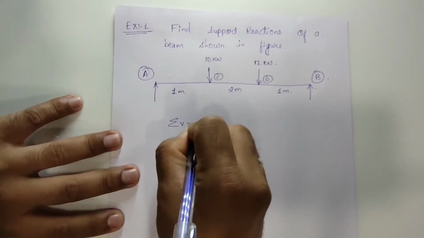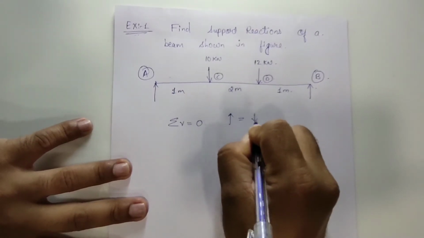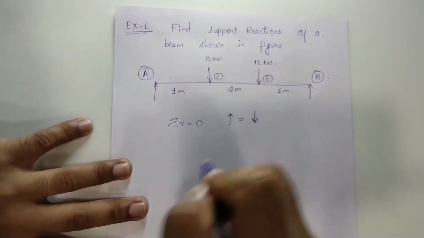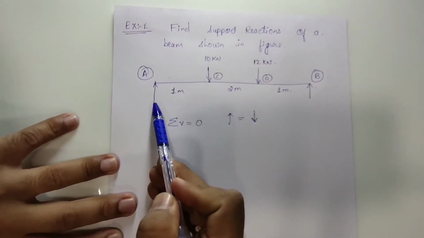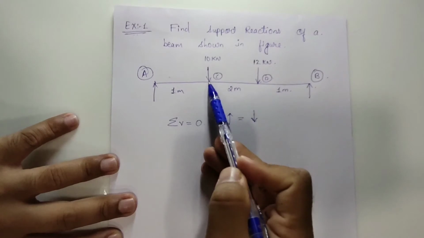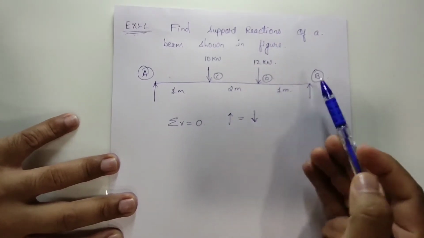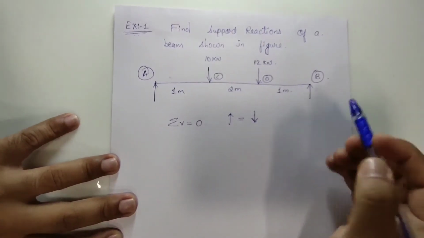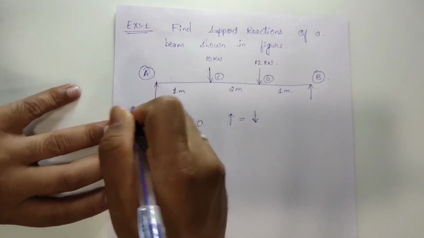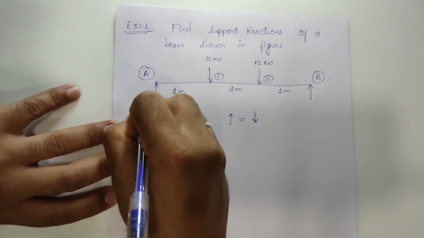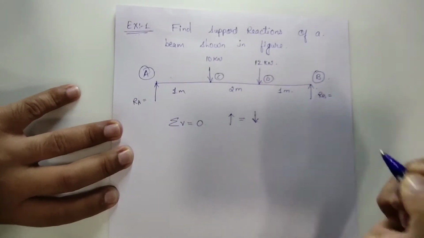Summation of vertical forces is equal to 0. The upward load should be equal to the load coming downward. So here you can see, upward we have support A, then point load C acts downward, point load D acts downward, and support B acts upward. The support reaction I am going to name as reaction at A, RA, and this support reaction at B, RB.